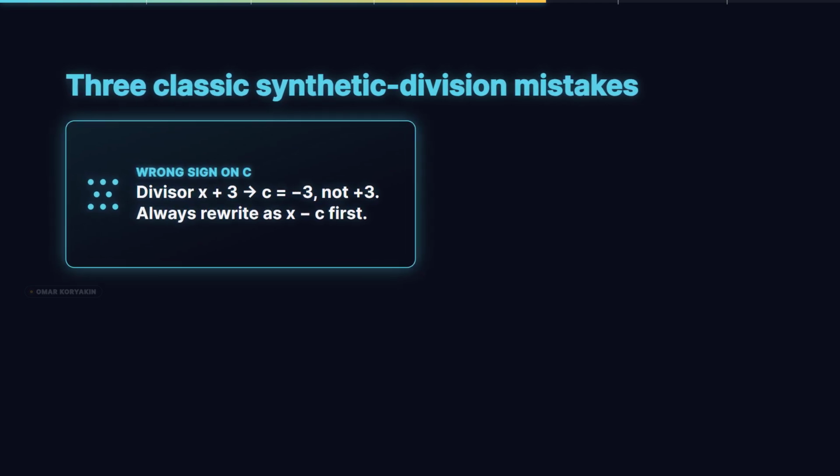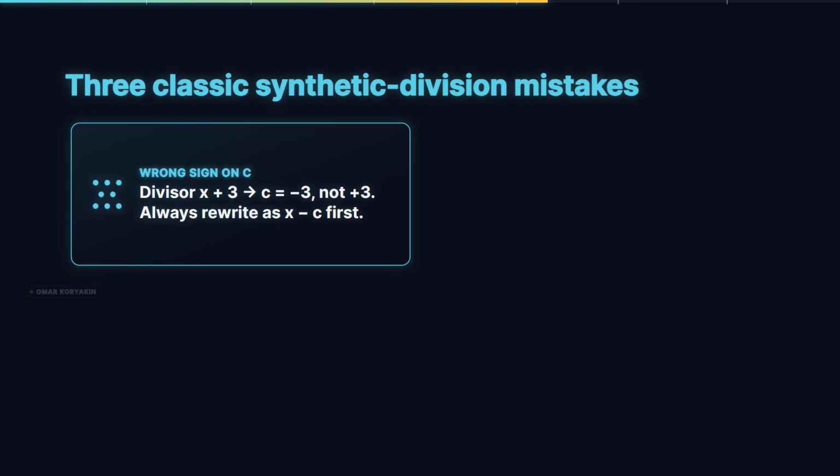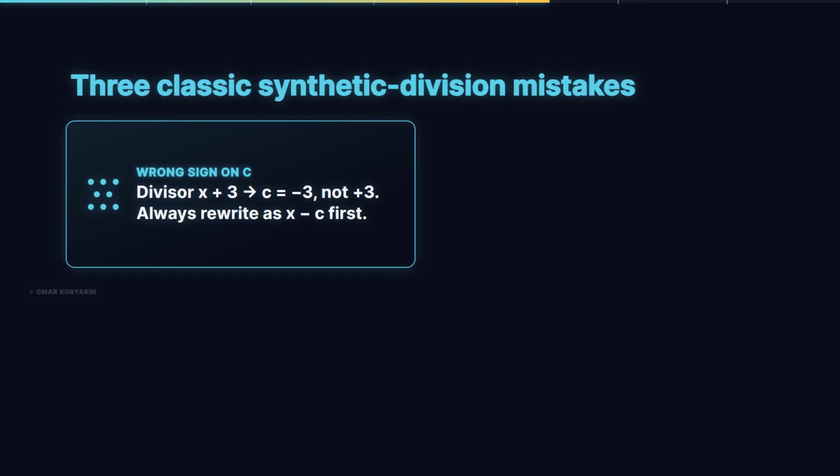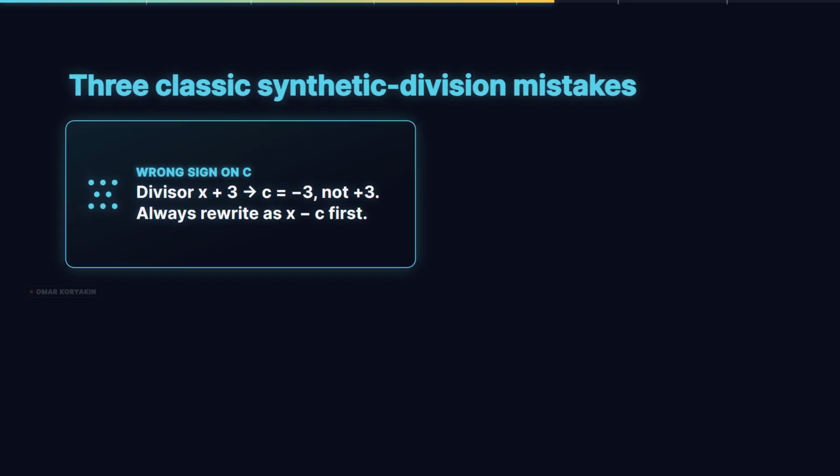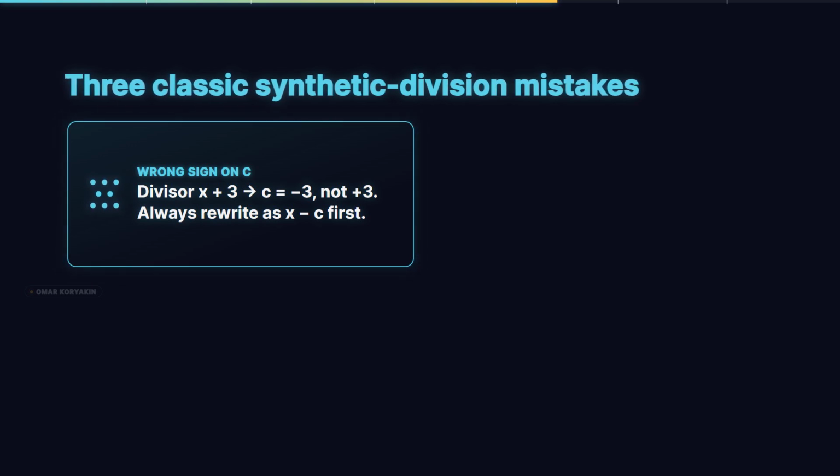The fix is to always rewrite the divisor explicitly in the x minus c form before extracting c, and to be careful about the sign. x plus 3 becomes x minus negative 3, so c is negative 3. Sign errors on c corrupt the entire tableau computation.